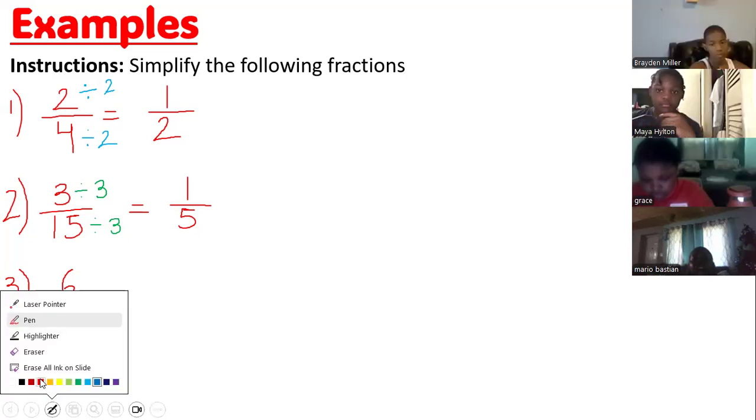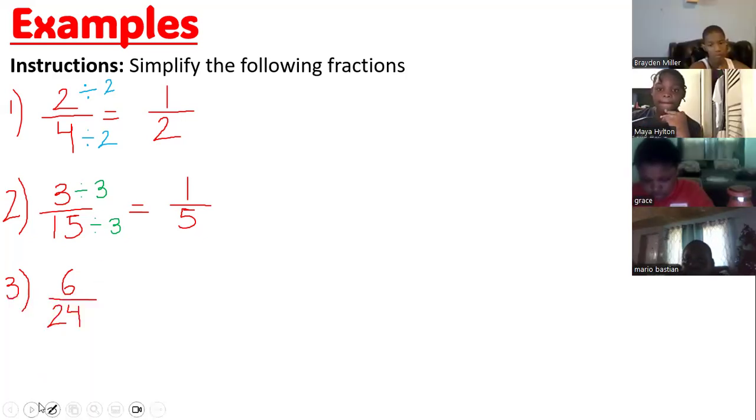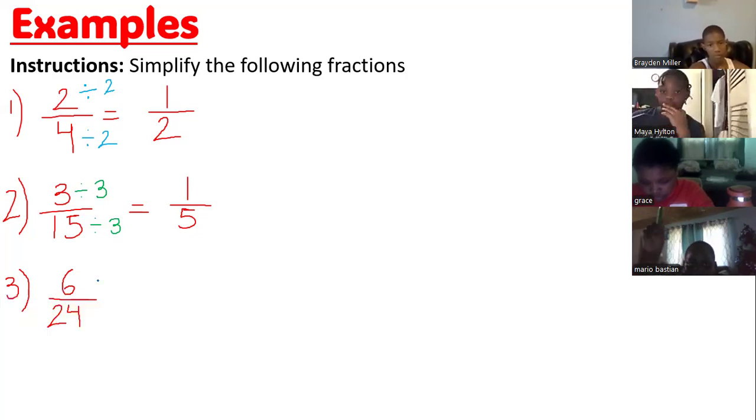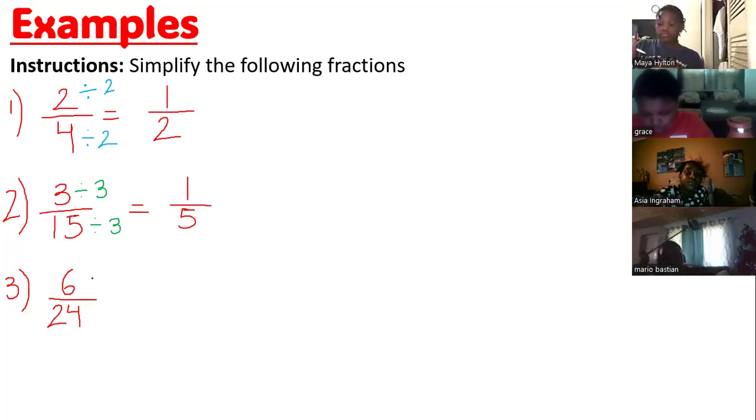All right. So this is going to be 6 divided by 6. So we're going to use 6, right? Because 6 is the highest common factor. You want to try to use the highest common factor, because you can make it easier, and you would not have to repeat.